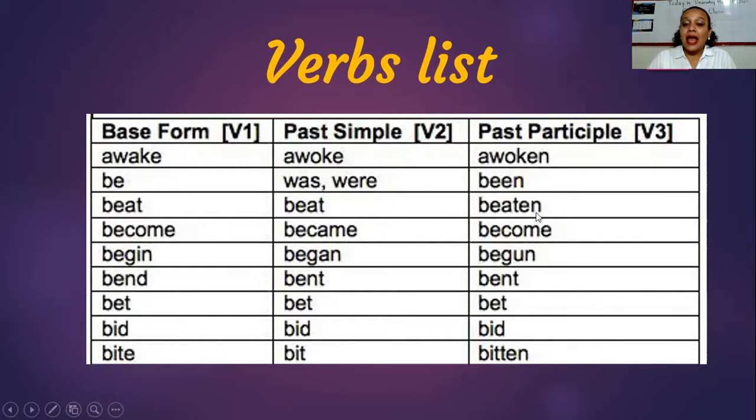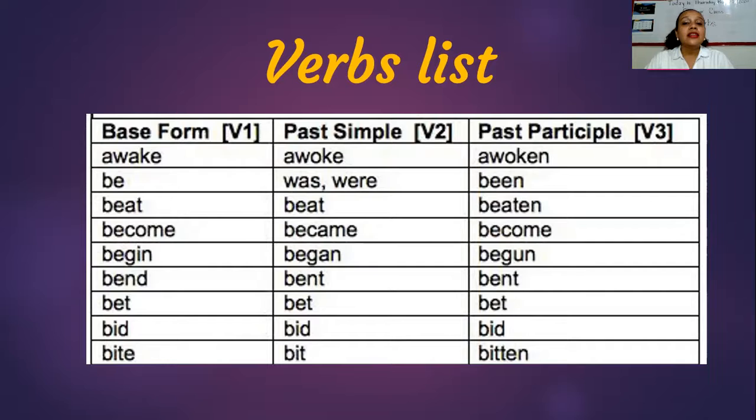Beat, beat, and beaten. Become, became, become. You can participate in my class now, pronouncing with your pronunciation. Begin, began, begun. Begun, because that U has a short and a long sound, but we pronounce the short sound, begun. Bend, bent, and bent. Bet, bet, and bet. Bid, bid, bid. Bite, bit, and bitten. Good job.